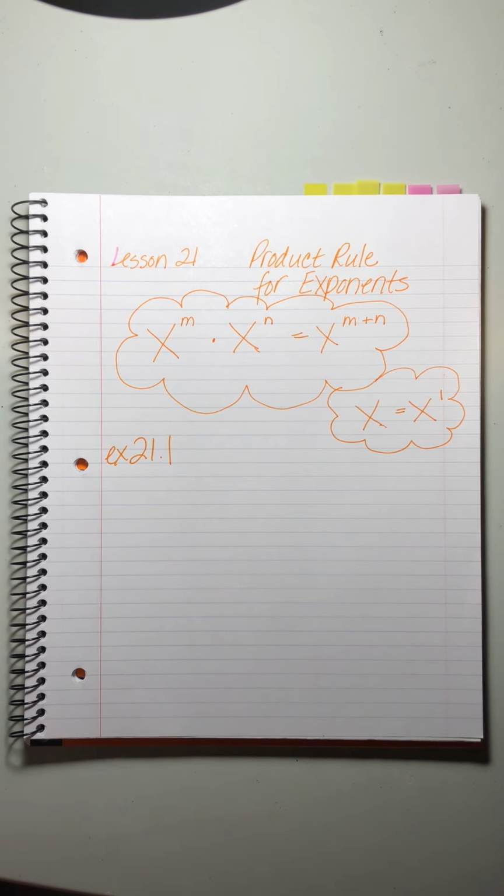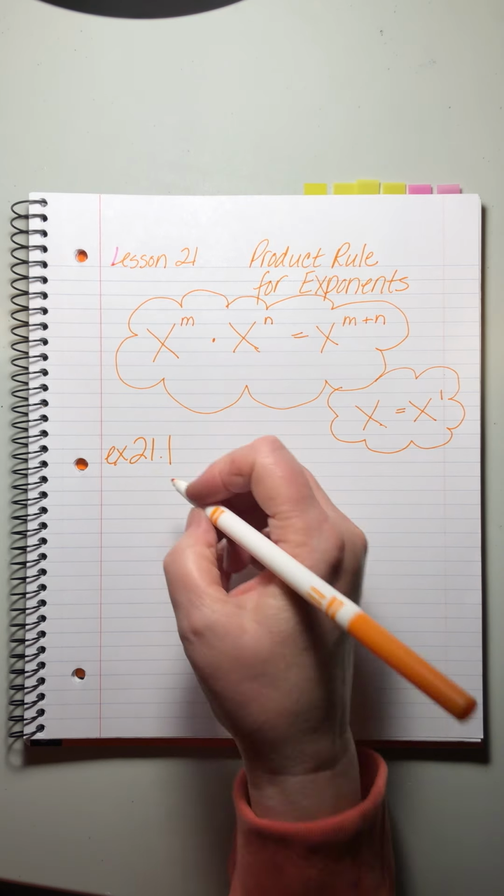Oh, I see what the problem is. I'm looking at the wrong lesson. I was looking at 19 going, these aren't product rule for exponent problems. What was I thinking? Okay. This lesson does have a second topic, kind of, but we'll just dive in. The first problem looks like this.